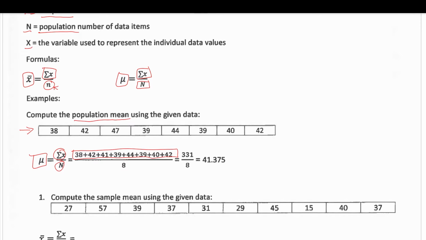We counted all those values. Add them all up, you get 331 divided by 8, and you get 41.375. So this is supposed to represent the center of this data. This is one way to represent the center. Again, we're going to talk about other methods of central tendency.